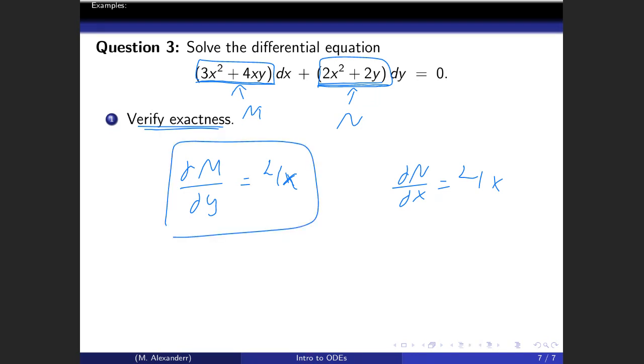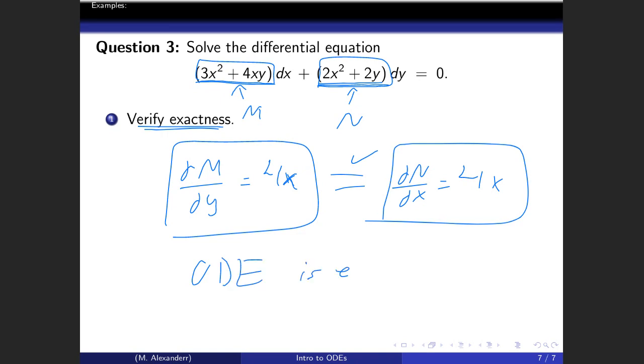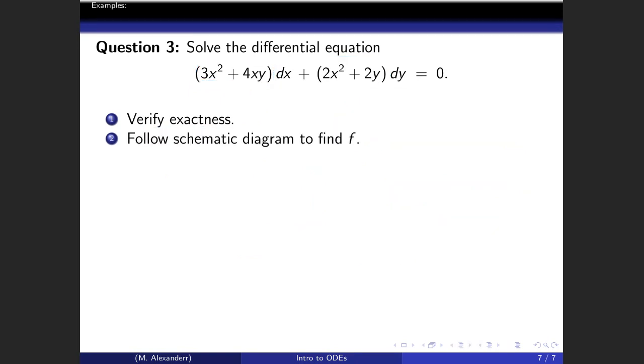And so now we see that these two are equal to each other. And so we can say that the ODE is exact. And so what that means is that we now can go and find the f function. Okay, so step 1 is to check that this is an exact differential equation. And if it is, then that means that we can go and try to find the function f.